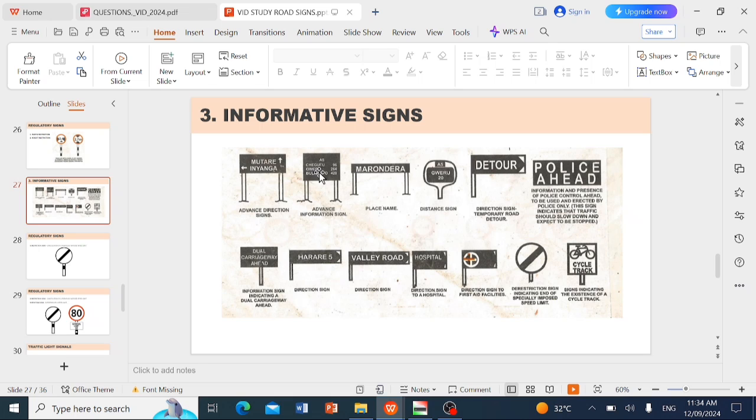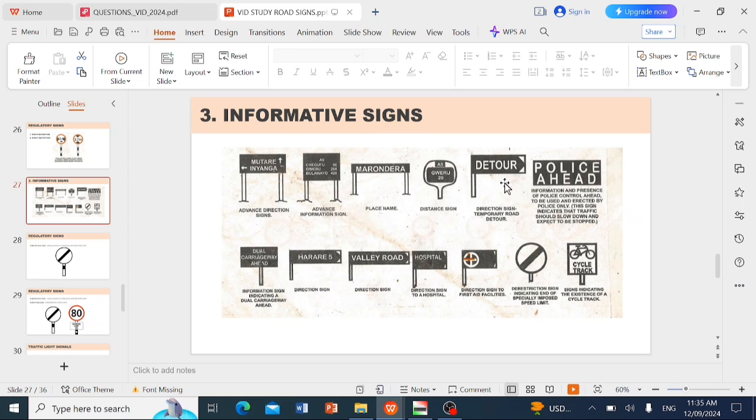Okay, so this one shows Chivhu 269, Gweru 264, or Bulawayo 428. That's the kilometers that you are supposed to travel in order to reach these respective places. Okay, Marondera. Now this shows you that we are now in Marondera. So this is a place name sign, and this one is a distance sign, just showing you that to get to Gweru, you are left with about 20 kilometers.